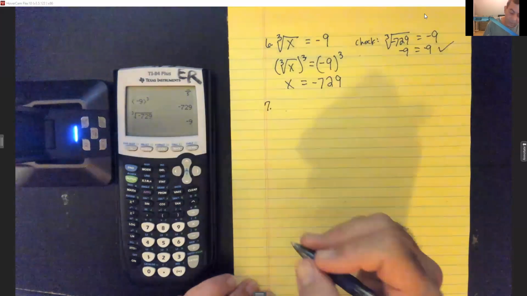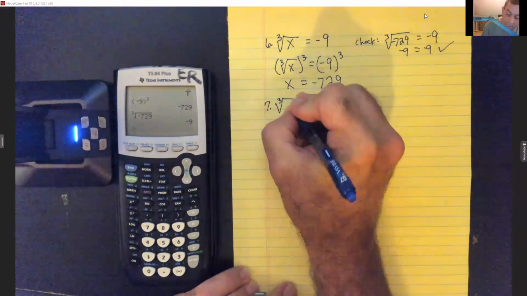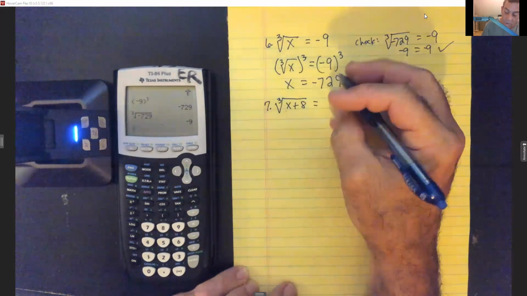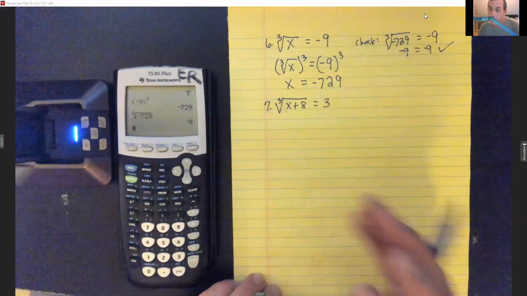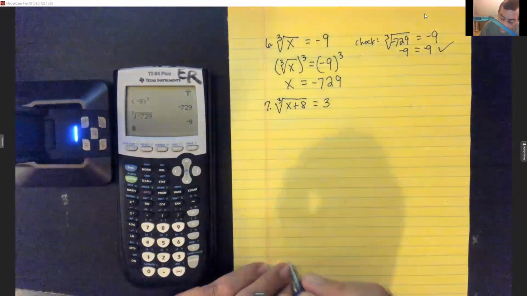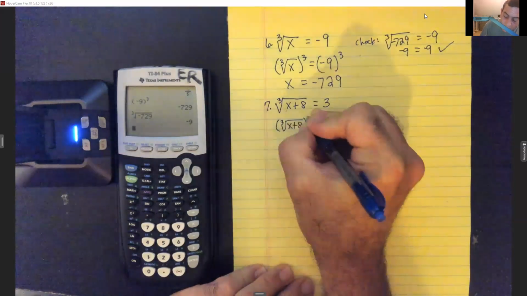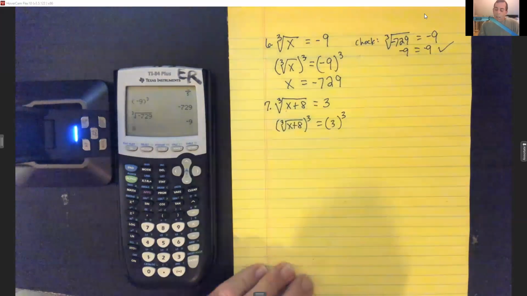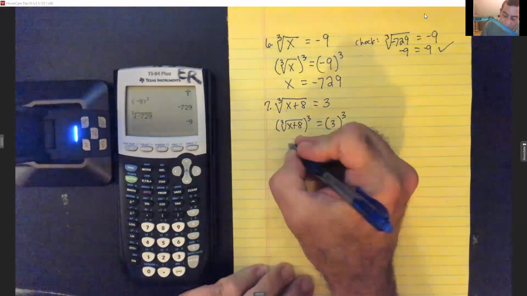This was the last one I had on that, and this is another cube root: the cube root of x plus 8 equals 3. All right, so the x plus 8 is all under the radical, so the radical is technically by itself. So we're going to cube both sides to get rid of this radical, which means I'm going to cube my 3. All right, so the exponent cancels the radical, leaving me x plus 8.